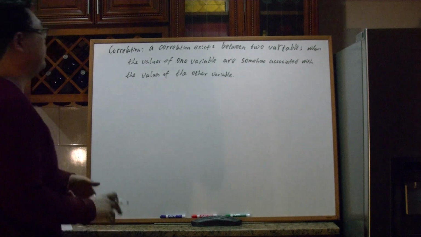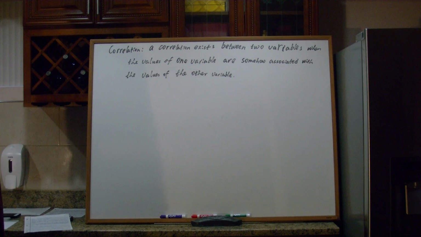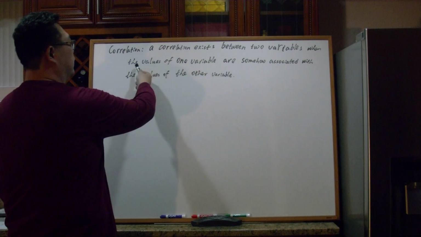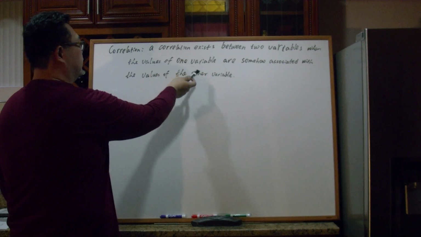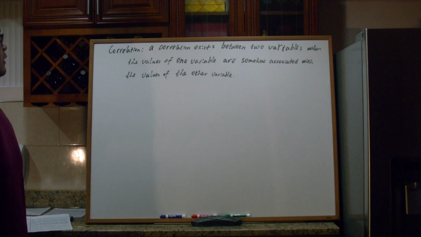A correlation between two variables exists when the values of one variable are somehow associated with the values of the other variable, or in other words, one variable's data value depends in some way on the value of the other variable.